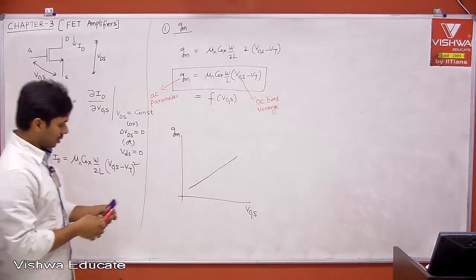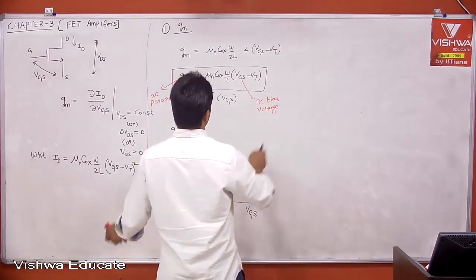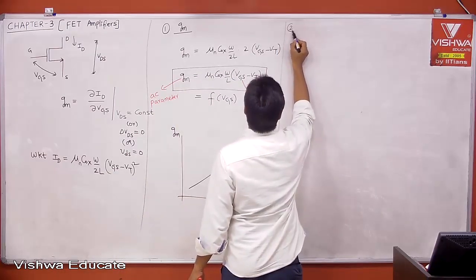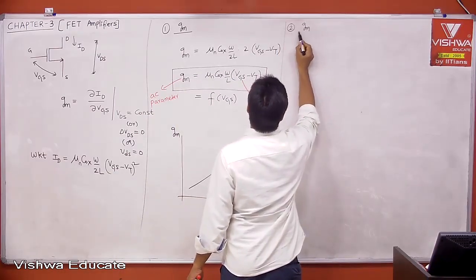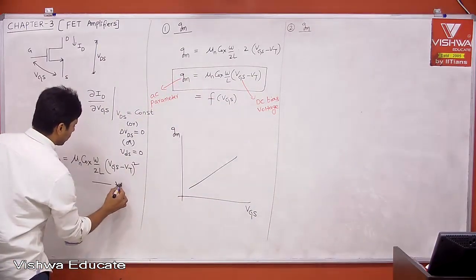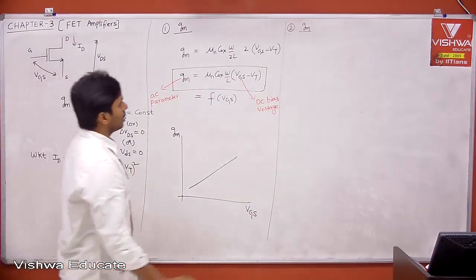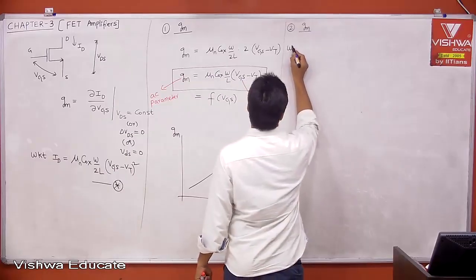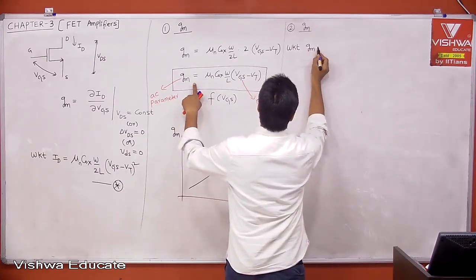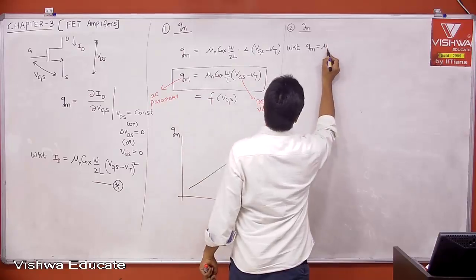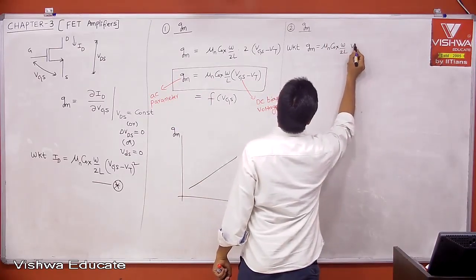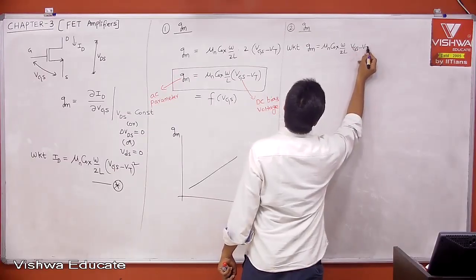Okay, just listen, don't write. Now, second form of GM. This is also GM, but the second form of GM. You can call this equation star. Okay, that is fine. Therefore, we know that we already got, right? What is GM? We know that GM is equal to mu n Cox W by 2L into VGS minus VT whole square.